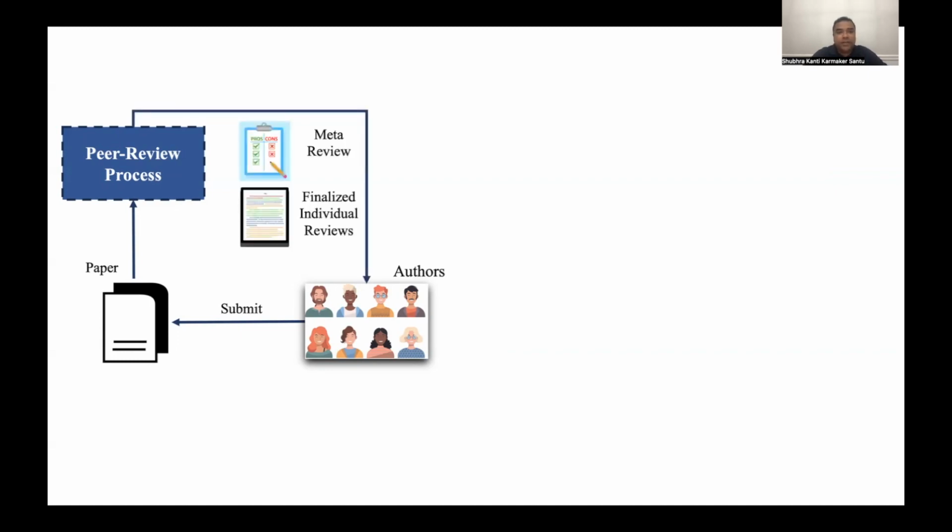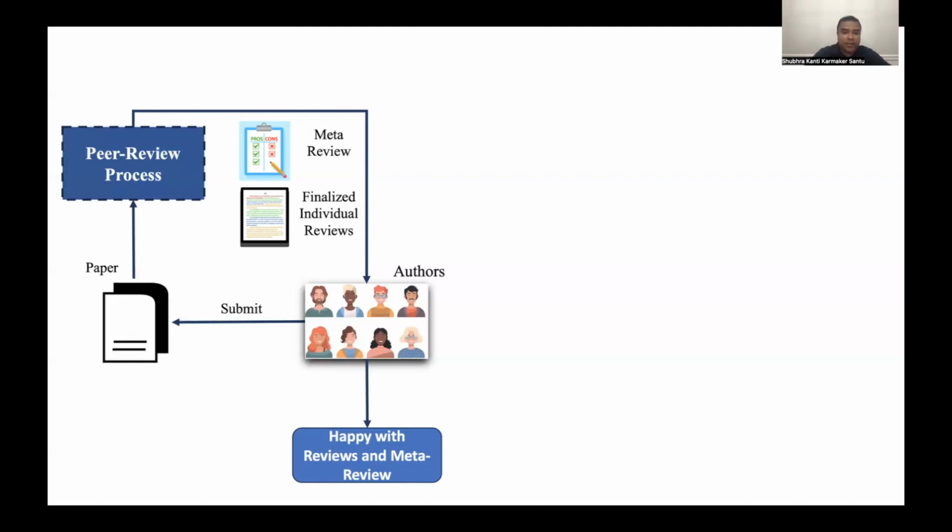So after this process is complete, the meta review and the individual finalized reviews are sent back to the authors. Now the authors are in control. As you can see in the ARR process, the authors are at the center of the whole framework. So now the authors can make decisions. If they are happy with the reviews and meta review, they can commit to a conference.